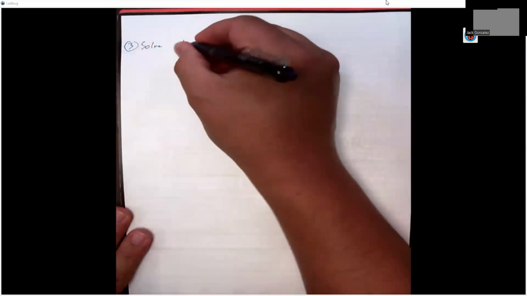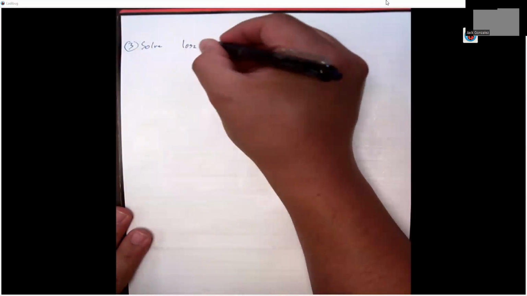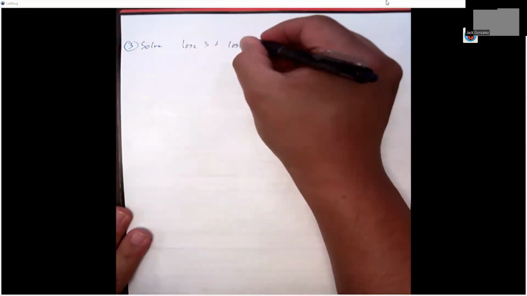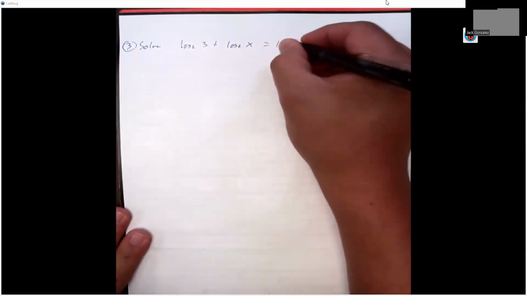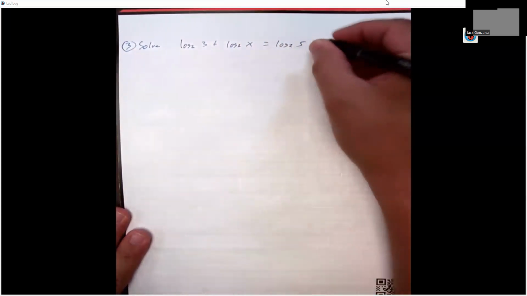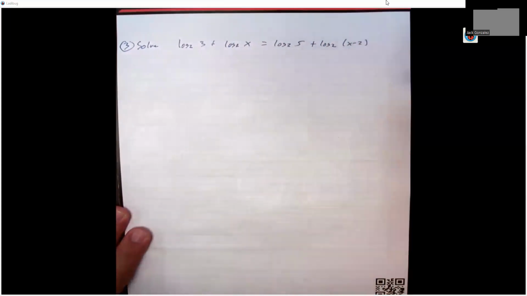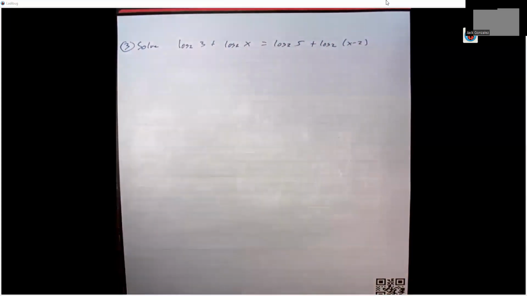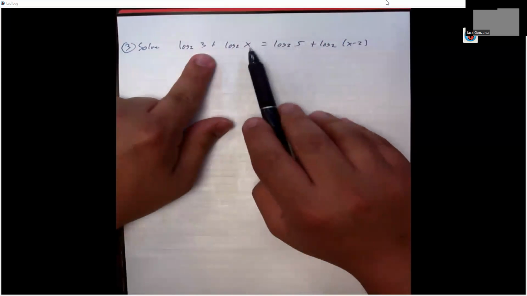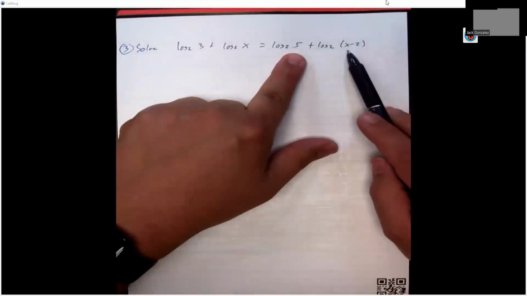Three. Solve the following. Log base 2 of 3 plus log base 2 of x is equal to log base 2 of 5 plus log base 2 of x minus 2. So they're all base 2s: 3 and x, 5 and x minus 2.